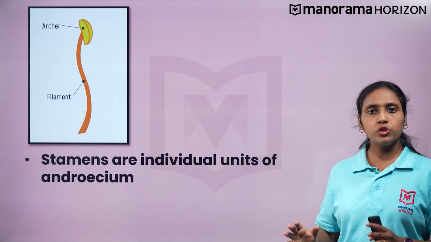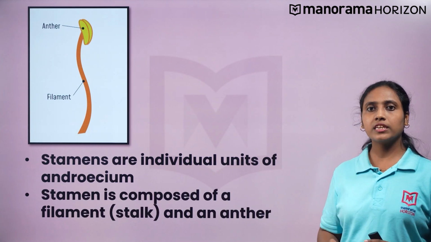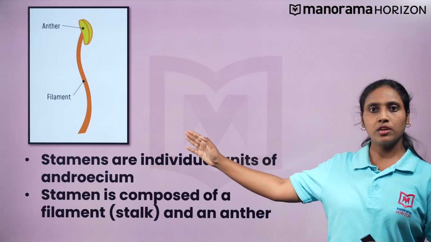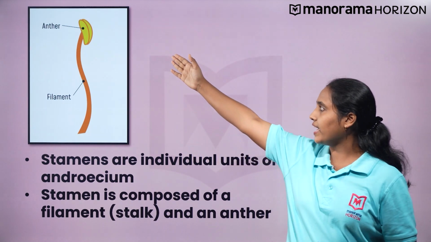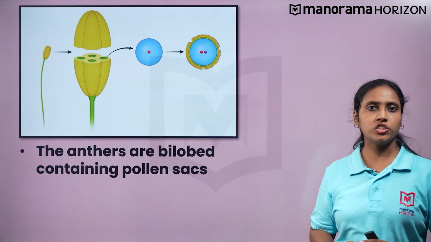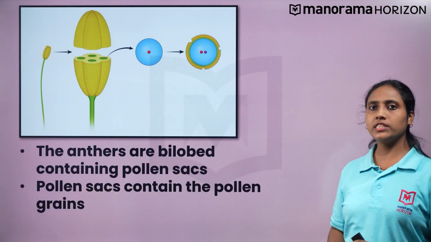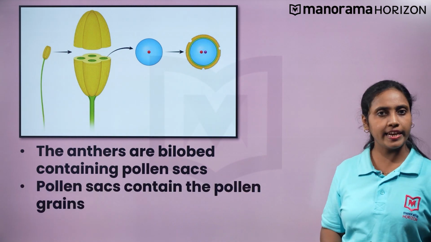Stamens are individual units of androecium. Each stamen is composed of a filament called stalk and an anther. The anther is a bilobed structure containing pollen sacs. Each pollen sac contains pollen grains.